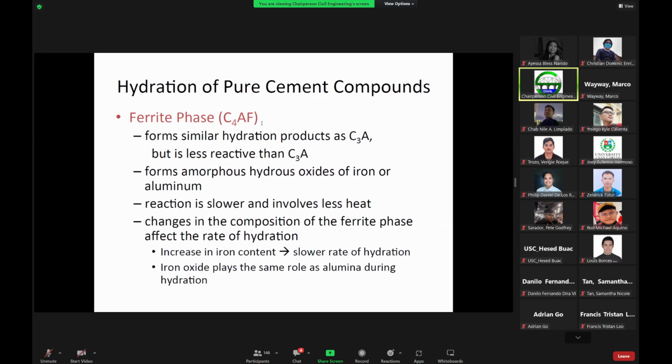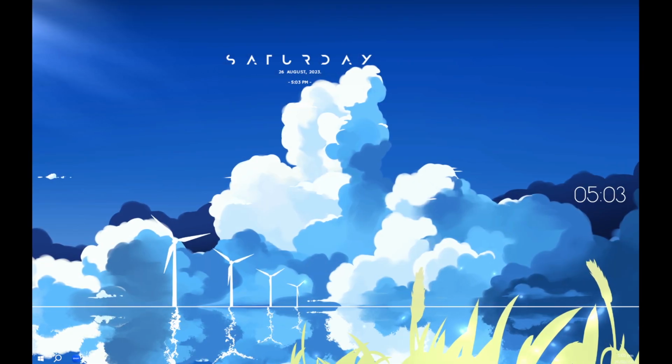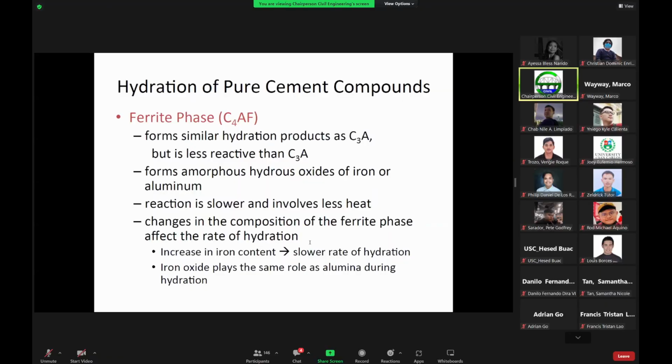So the changes in the composition of this ferrite phase, because it has amorphous hydrous oxides of iron and aluminum, also affect the rate of hydration. The increase in the iron content in your C4AF will slow down the rate of hydration of your cement. So this makes it less reactive. And this iron oxide also plays the same role as the alumina in hydration. So this has alumina and iron oxides, right?